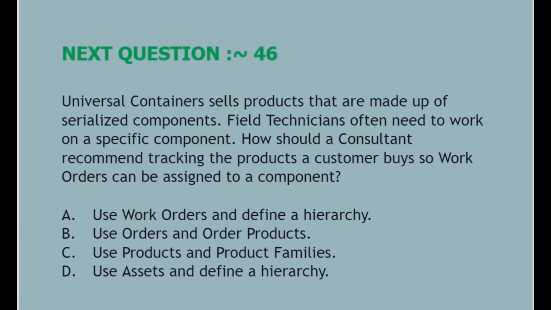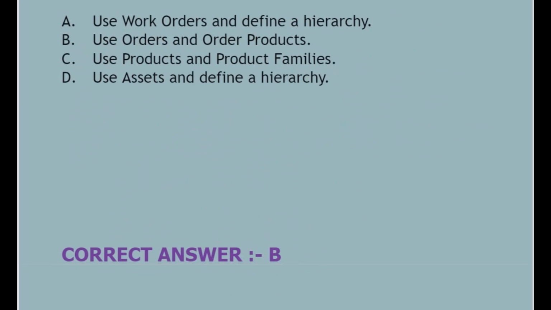Question is Universal Containers sells products that are made up of serialized components. Field technicians often need to work on a specific component. How should a consultant recommend tracking the products a customer buys so work orders can be assigned to a component? Option A. Use work orders and define a hierarchy. Option B. Use orders and order products. Option C. Use products and product families. Option D. Use assets and define a hierarchy. Correct answer is option B.